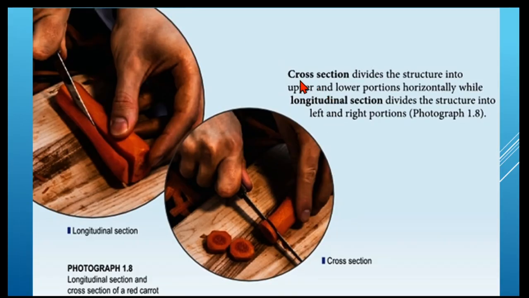Okay. Cross section divides the structure into upper and lower portion horizontally, while longitudinal section divides the structure into left and right portion. So for example, this is a cross section of carrot and also longitudinal section of carrot. Longitudinal section adalah dia potong memanjang. Kalau cross section adalah dia potong begini, membulat.